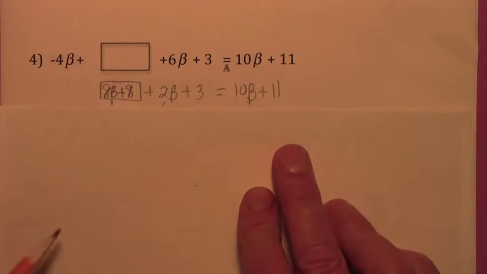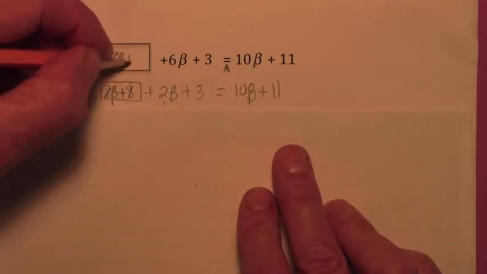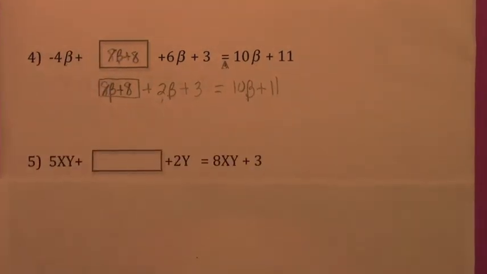So you get 8 beta plus 8. That's your answer. 8 beta plus 8. Good. All right, let's do a couple more.